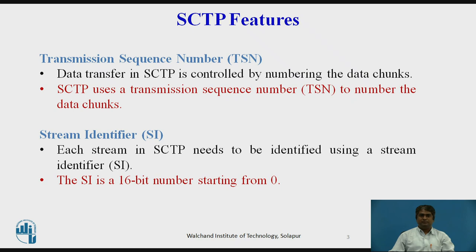Transmission sequence number, that is TSN. The unit of data in TCP is a byte. Data transfer in TCP is controlled by numbering bytes using a sequence number.